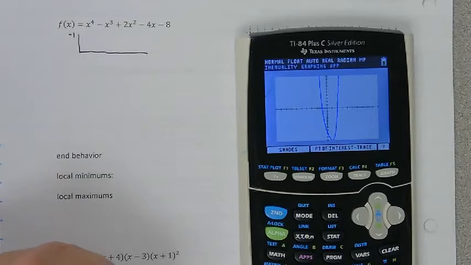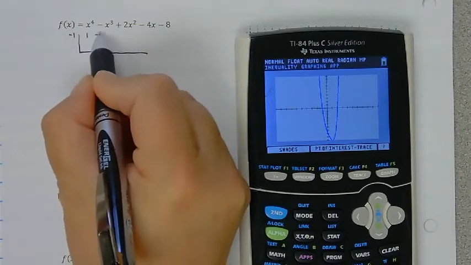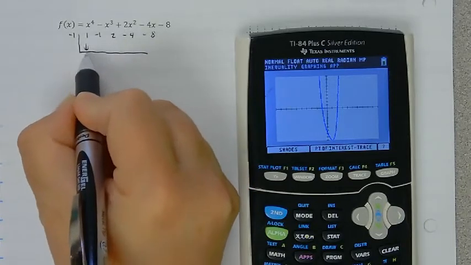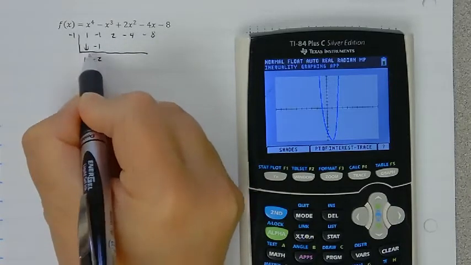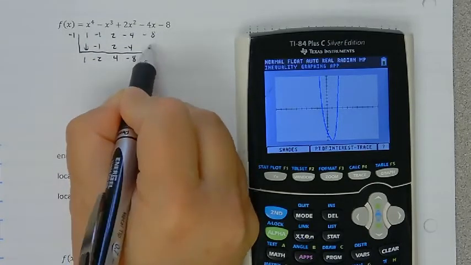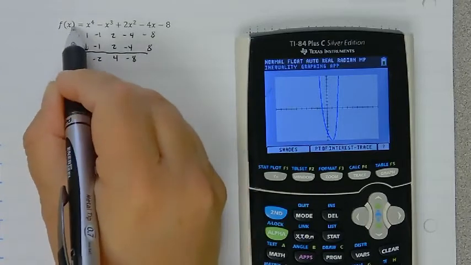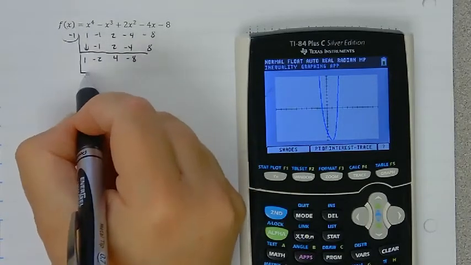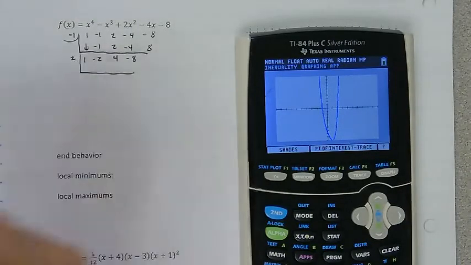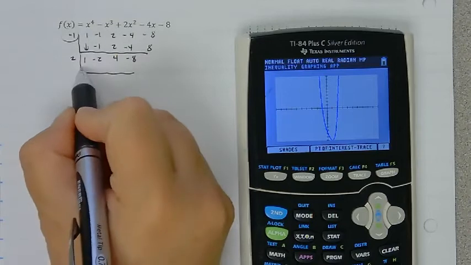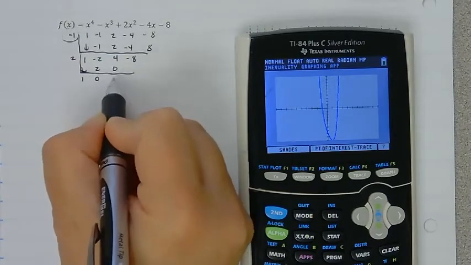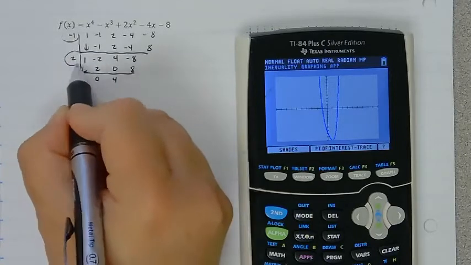So I'm going to try -1 first. So 1, -1, 2, -4, and -8. I bring down the 1, multiply, add, multiply, add, and multiply. So yes, -1 is a 0. Let's try the other one we see. It looks like it's at 2. I can verify that by looking at the table. So multiply, multiply. So yes, 2 is a 0.